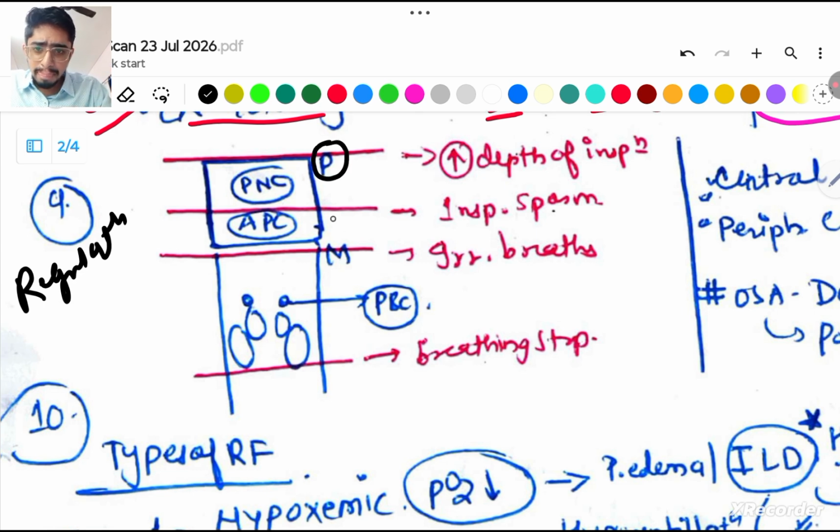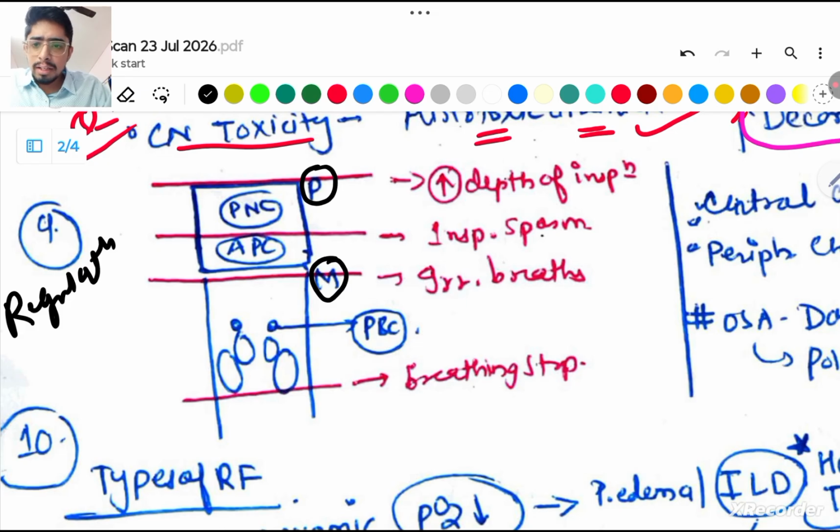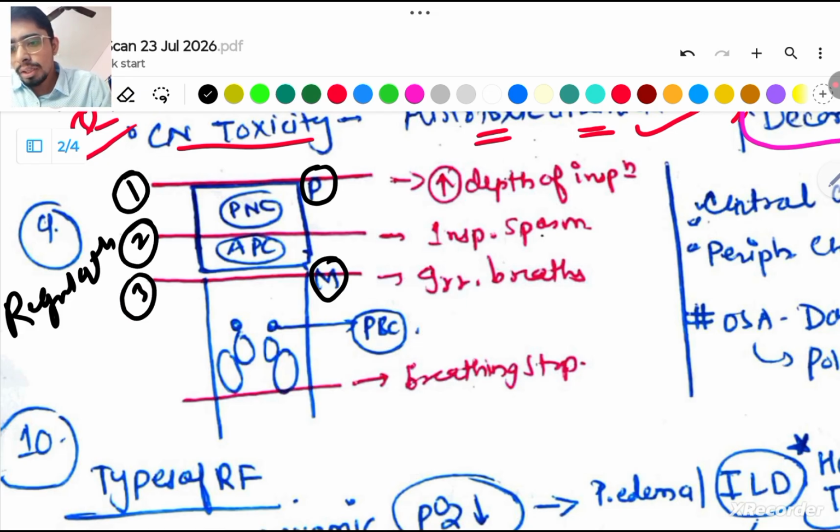Pons. Okay, mid pons. This is your medulla. Now, we will be studying four lesions: 1, 2, 3, and 4. The first lesion is above the pons. What is below the pons? PNC, which is your pneumotaxic center.